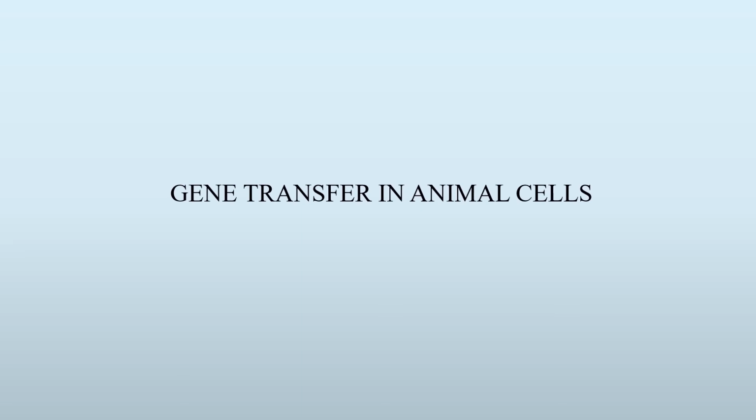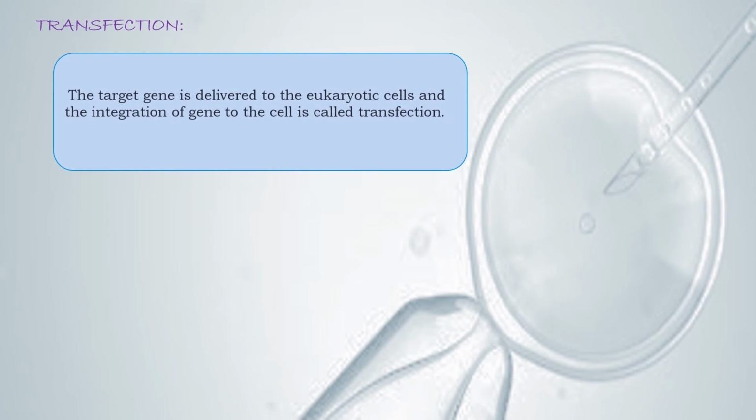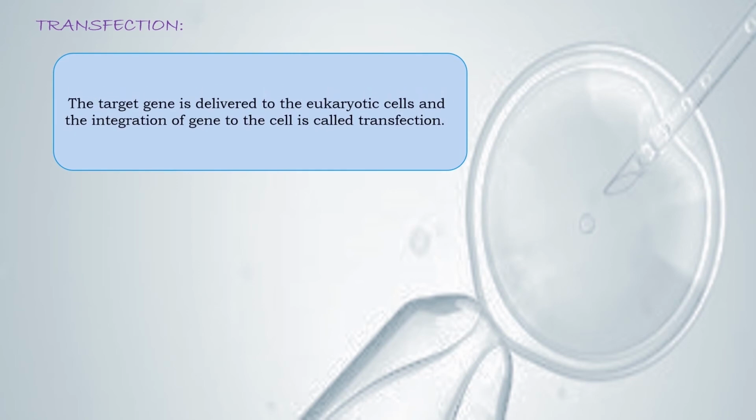Gene transfer in animal cells. Gene transfer in animal cells can be achieved by a process called transfection. The target gene is delivered to the eukaryotic cells, and the integration of genes to the cell is called transfection. The transfection is of two types: transient transfection and stable transfection.